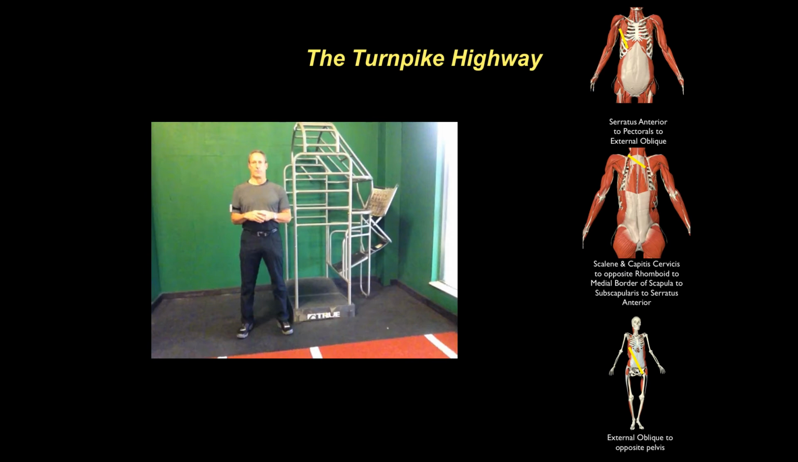The turnpike forms a relationship with the cervical spine to the hips, especially when rotational actions are required involving the head, shoulder girdles, and hips.